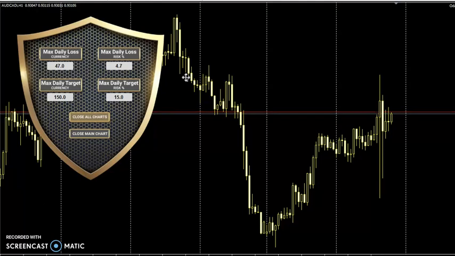But anyway, close all charts. This means that if all your trades on different charts add up to your total drawdown, it will close everything. So if you're trading AUD CAD, GBP USD, GJ, if all of them hit your daily loss limit, then it will close all of them. However, if you're only trading one chart, one pair, only Euro USD, for example, then you only need to select this, because when your Euro USD hits your drawdown limit, then it will close all the trades.